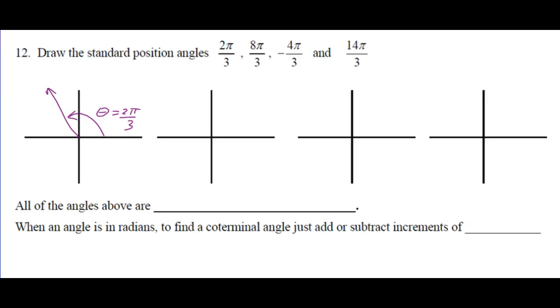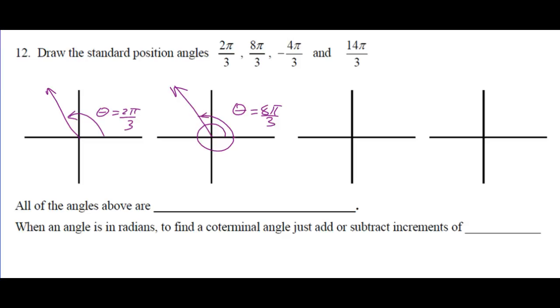8 pi over 3. Where's 8 pi over 3? So how many pi over 3's in a complete circle? Try again. How many pi over 3's in a complete circle? 6 of them, right? And then how many more do I have to go? Okay. So that indicates the rotation, right? So this is 8 pi over 3.